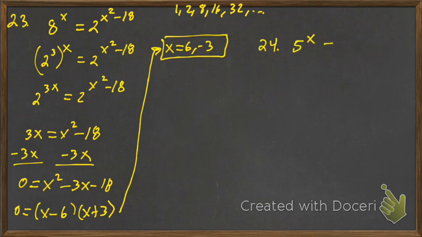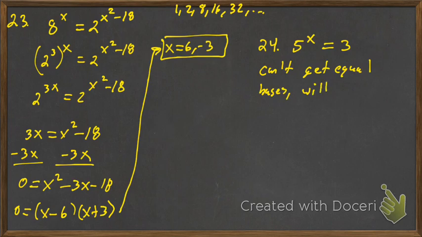We have 5 to the x is equal to 3. Those are not common bases. We're stuck. We need to wait till section 6.6 where we have a little bit more theory, so we can't solve it yet. Okay, so we need a log, and we'll come back and revisit it when we're doing section 6.6. Okay.